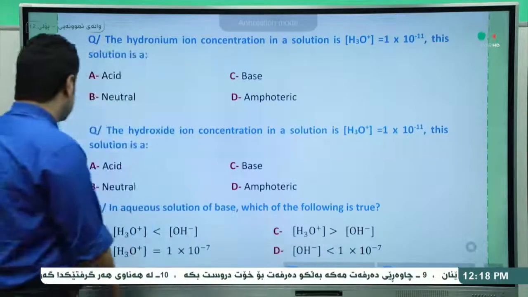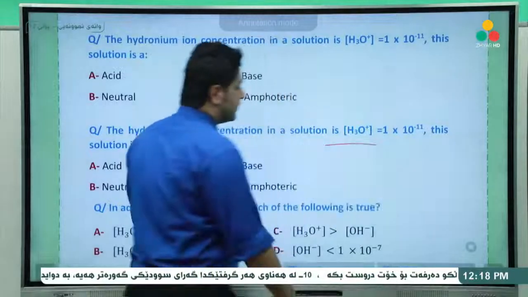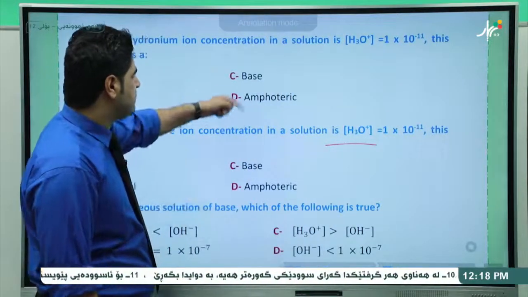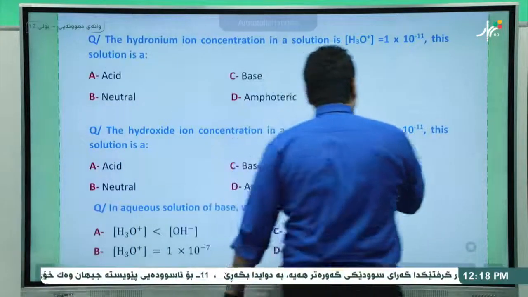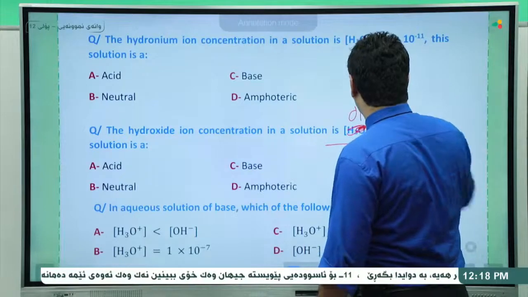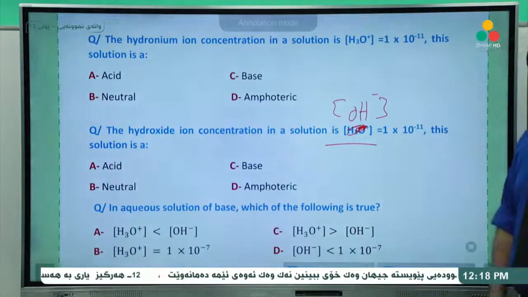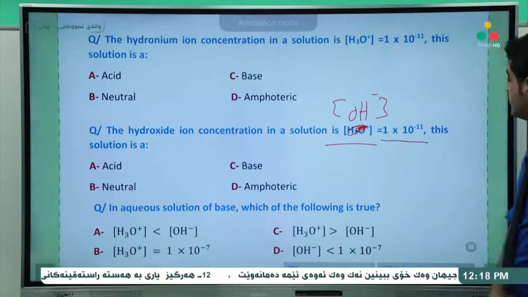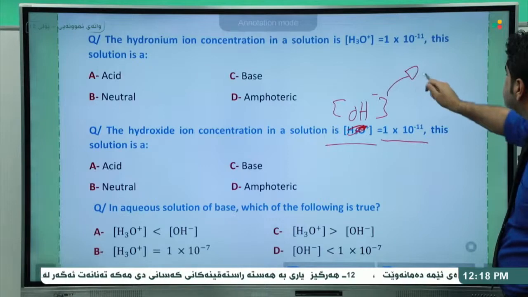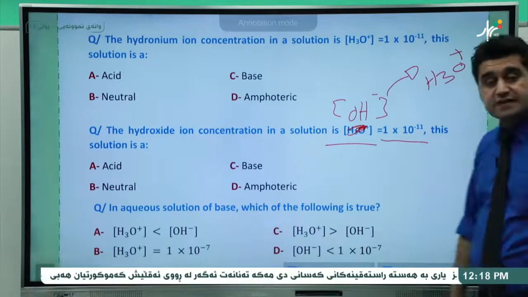The hydronium ion concentration of a solution is equal to 1 times 10 to the negative 11. Well, it's the same question, but I prefer to change that one into hydroxide, OH. Okay, teacher. If we get a hydroxide ion concentration with this number, is it acid or base? Well, this is hydroxide. We should convert it into hydronium ion concentration. Then we can decide whether it's acid or base.